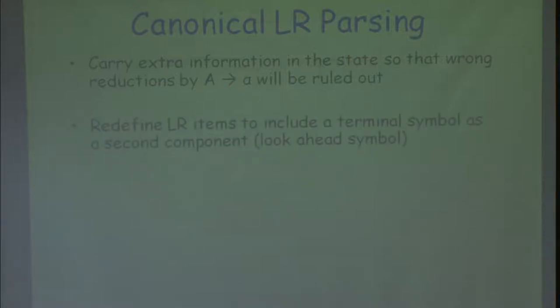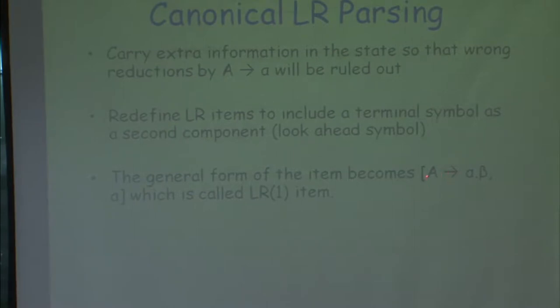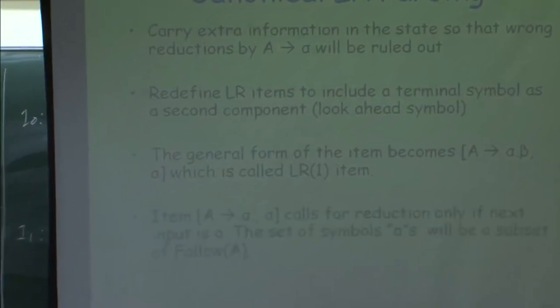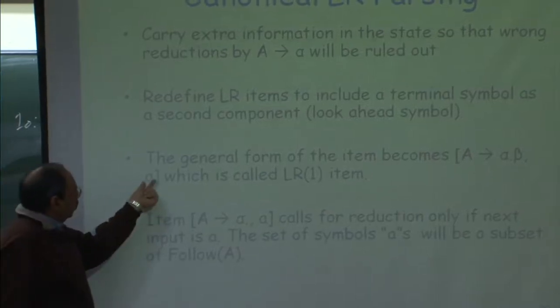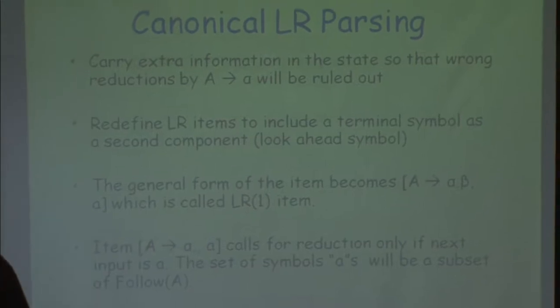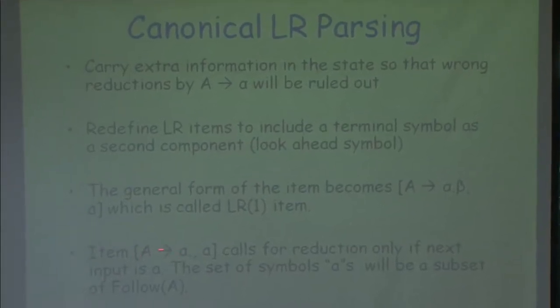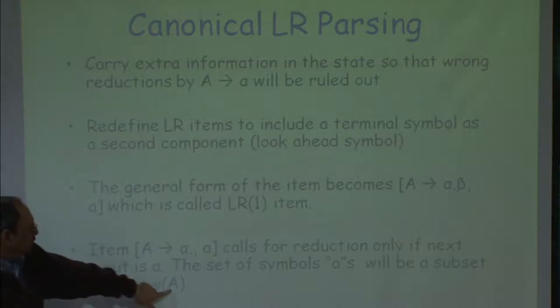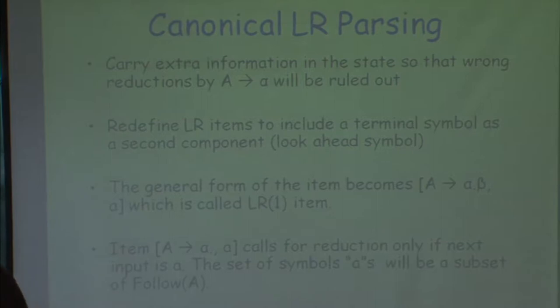So now I am carrying extra information which I call the lookahead symbol. If I am in some state and have an LR1 item of the form A goes to alpha dot beta, comma a, then the lookahead symbol in the LR1 item only affects my reductions and nothing else. If I have an item like A goes to alpha dot, comma a, then I call for reduction only if the next input is a. This makes sure that the next input a, although in follow of A, is not just any symbol in follow of A, but something which is in follow of the whole stack. So it is a symbol in a subset of follow of A, and not the full set which is follow of A.